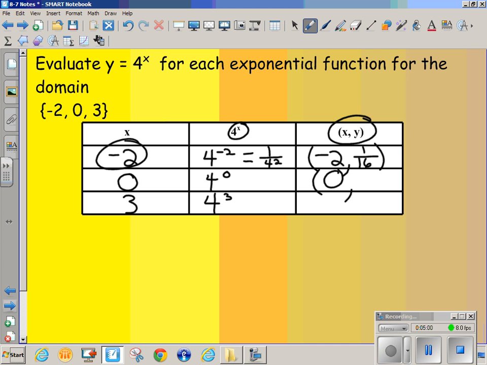Then x is 0, and we know that any number raised to the 0 power is 1. And then last but not least, I've got 4 to the 3rd power, which is 4 times 4 times 4, or 64. So this ordered pair then would be 3, 64. And so we could plot those points on a coordinate plane. We're not going to do that for this one though, but this tells you how to evaluate.